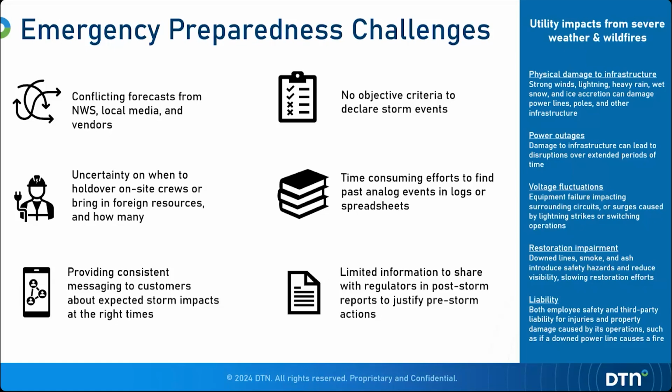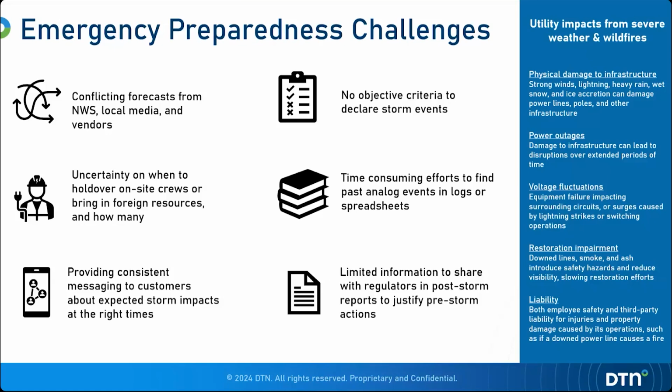We also find challenges as far as the uncertainty involved in holding over crews for afternoon thunderstorm events, when and where and how many external or foreign crews, whether that's coming from mutual assistance or external contractors, need to be brought in. Emergency preparedness managers, one of the first things that they think about when a significant storm event is predicted is which events that have impacted my service territory in the past are most similar to that's forecasted.